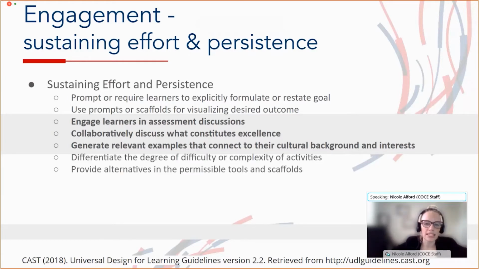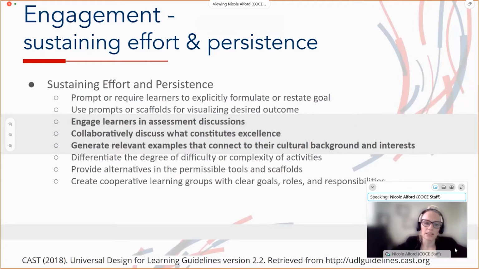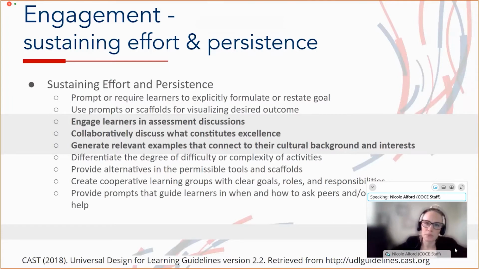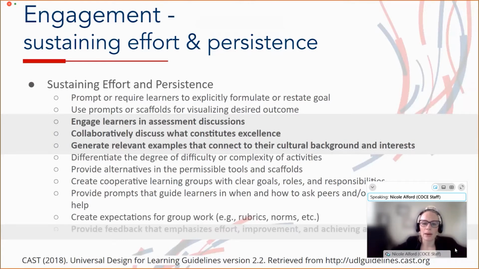So gathering those relevant examples and connecting it to their cultural backgrounds and interests, that's super important. We'll talk a little bit about how to gauge those backgrounds and interests. Differentiate the degree of difficulty. You don't want everything to be super difficult. You want to give them maybe some self-checks, give them an opportunity to practice and then implement the solution. Learning groups are also good.